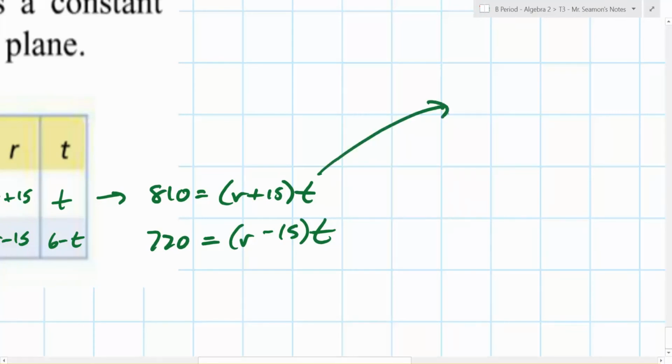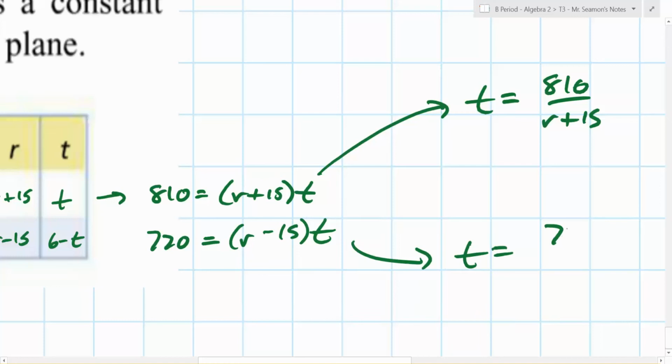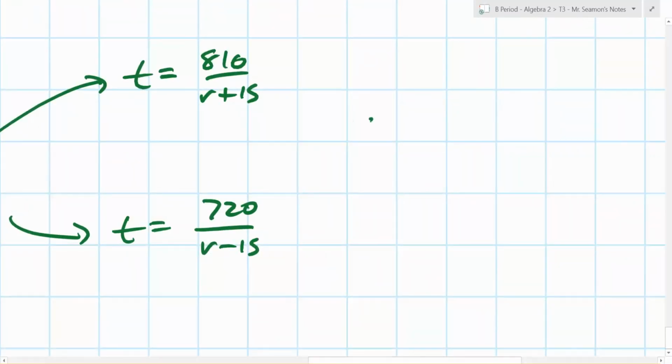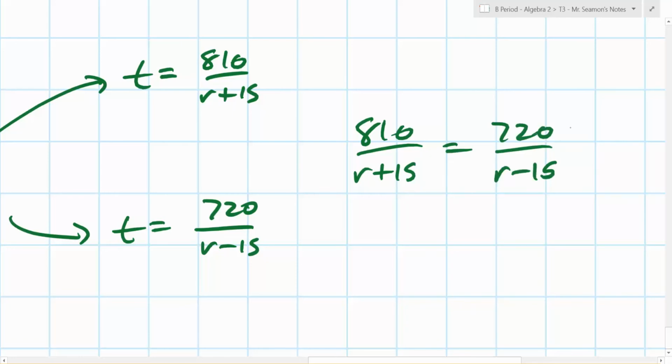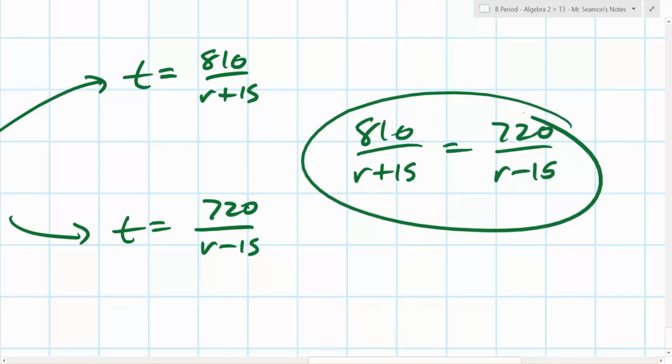From this one, can you isolate T? What does T equal? 810 over R plus 15. And what does this one equal? T is equal to what? 720 over R minus 15. So what you can do is then T is equal to those two things. So 810 over R plus 15 has to equal what? 720 over R minus 15. Right, kids, it's still a quadratic.